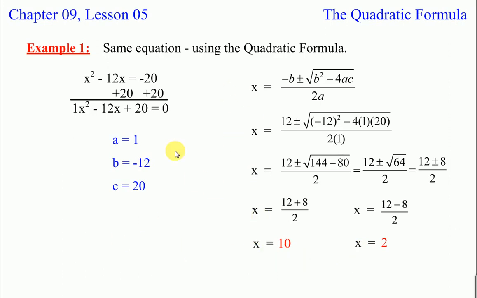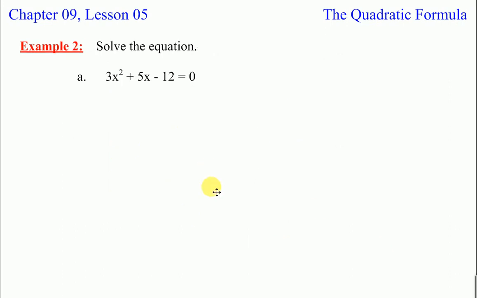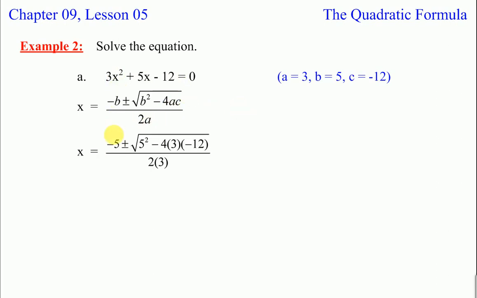Now on this one, it seems like a little bit of overkill because you could have done the box method. But it always works, and when you can't do the box method, then you're going to have to do the quadratic formula. Alright, so we're going to run through this one. A is 3, B is 5, and C is negative 12. Plug those in, and it looks like this.